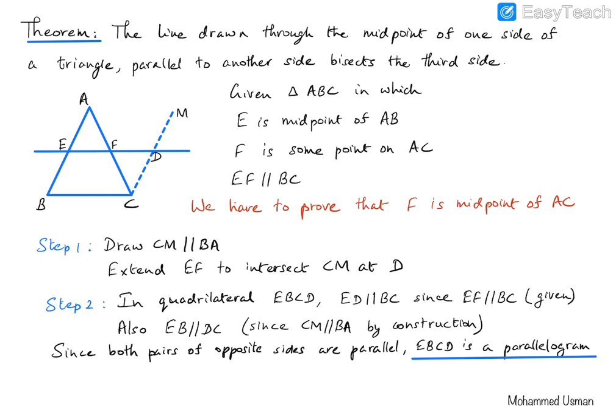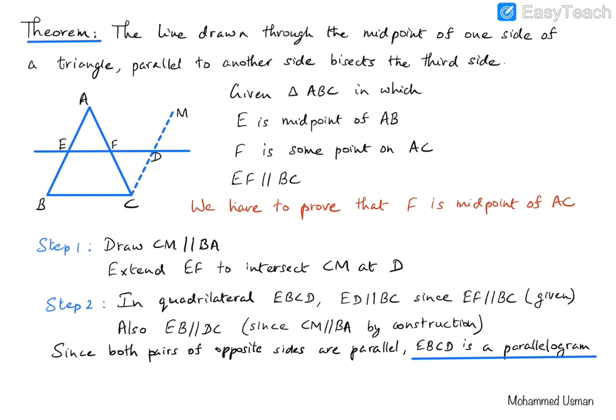So therefore EB will be parallel to DC as well. Okay, so we will have EB parallel to DC by nature of the construction. So see, we have ED parallel to BC and EB parallel to DC. So therefore we have this EBCD as a parallelogram. So we have shown that the quadrilateral EBCD is a parallelogram.